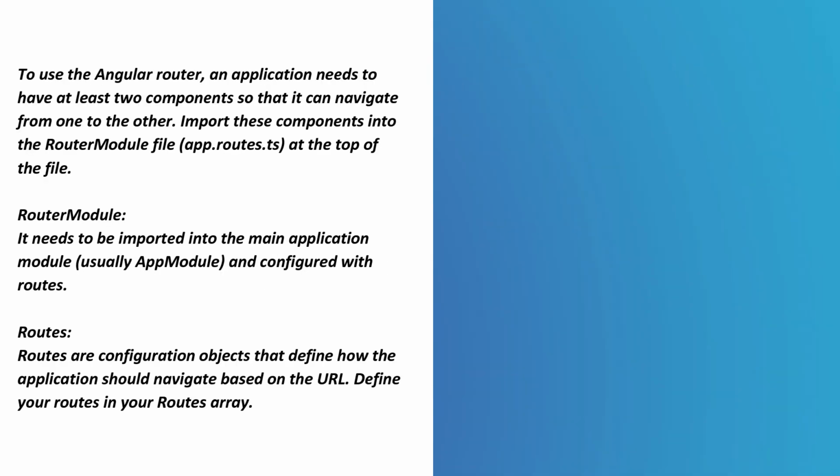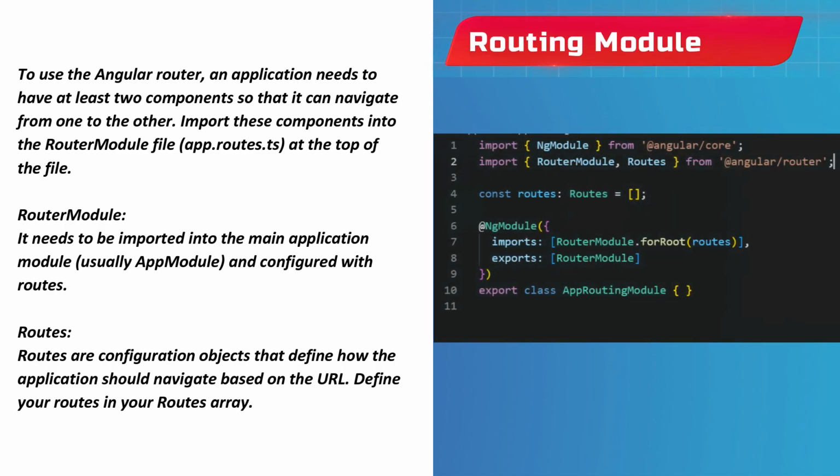To use the Angular router, an application needs to have at least two components so that it can navigate from one to the other. Import these components into the router module file at the top of the file. Router module. It needs to be imported into the main application module and configured with routes.